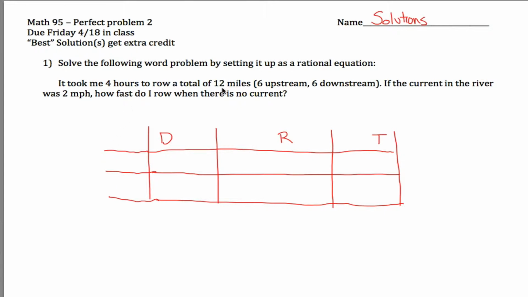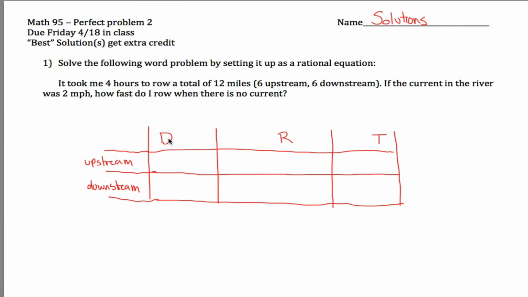So if you read the problem, I'm rowing and I'm going upstream for part of it and downstream for other parts. So I'll have a different speed, and it'll take me a different amount of time. I'm going to need one row for when I'm going upstream and another row for when I'm going downstream. And then I've got to take all this information and fill in my boxes.